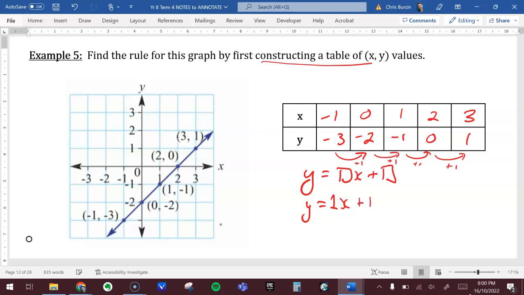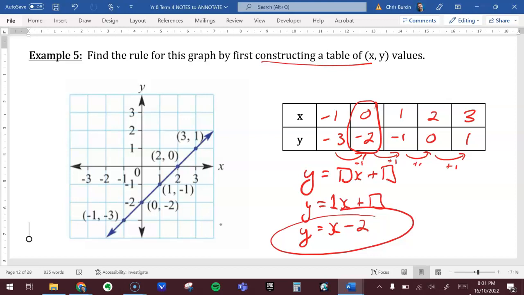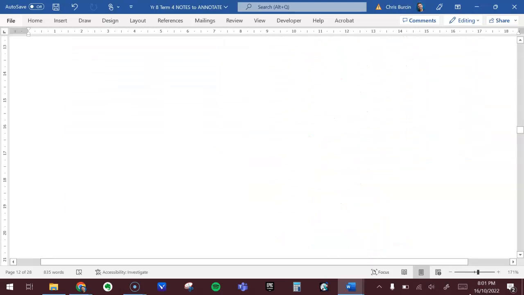But then we've got to find that constant. The constant is, when x is 0, y is our constant. So we don't have to write 1x. So we know that 1x is x. And then if we're going to add negative 2, we're actually subtracting 2. So our rule, having constructed this table of xy values from the graph, is that y is equal to x minus 2. There you go.